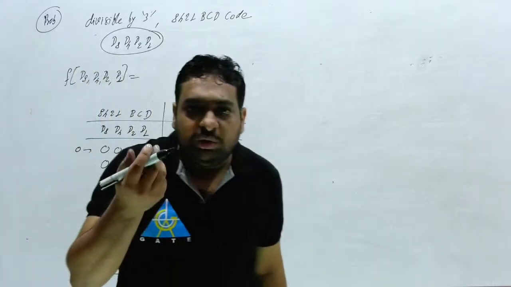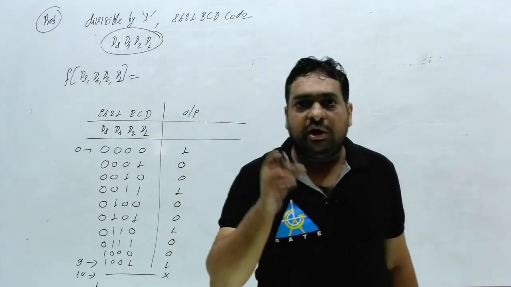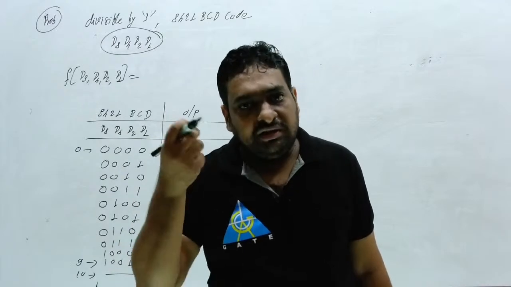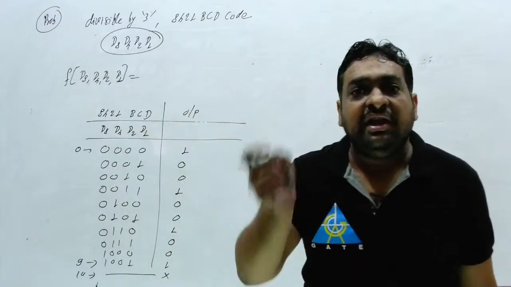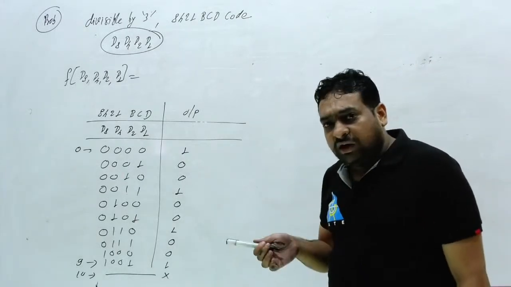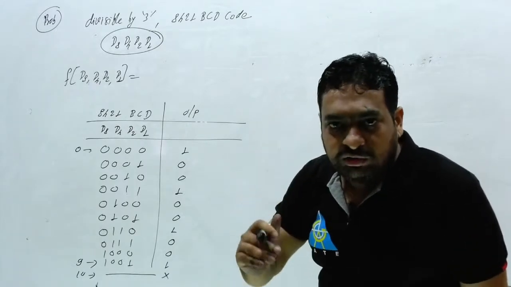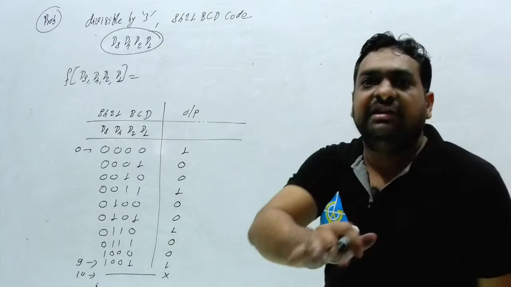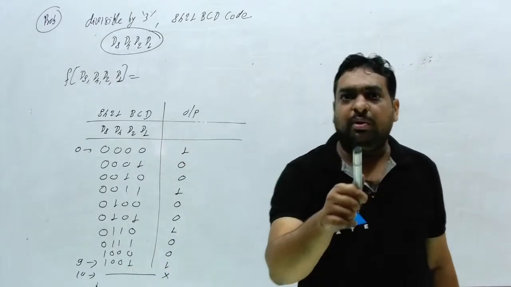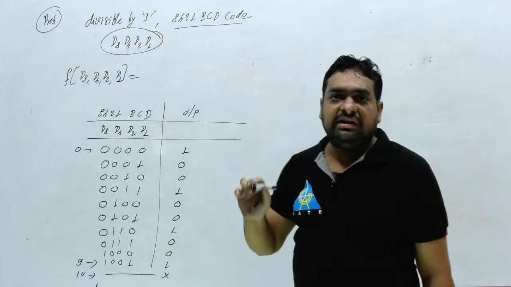So for 10, what will be the result? What will be the output? You can consider anything, because 1010 input you cannot provide. So output will not be generated. So you can consider any output, either 0 or 1. That is your choice. Clear this thing? What is the meaning of don't care? If you are not going to provide that input, for that input, what output you can consider anything. Because this input 1010 you cannot provide in this circuit, because the data is BCD code.